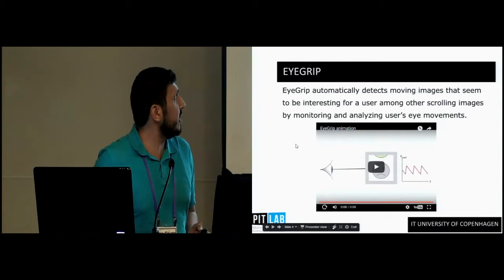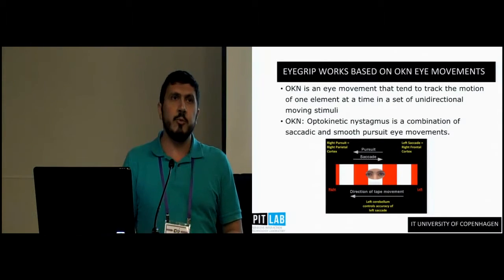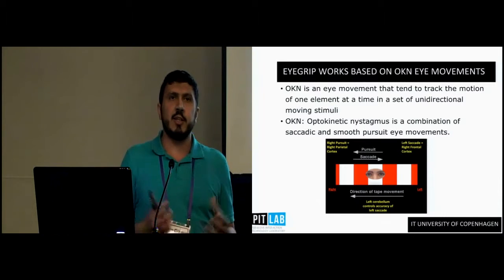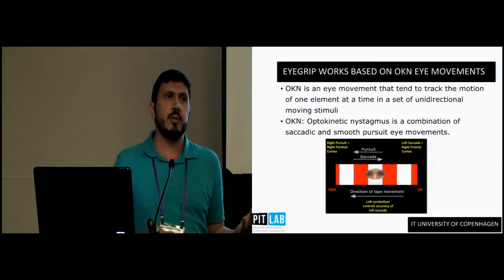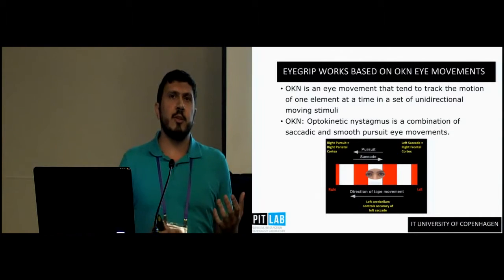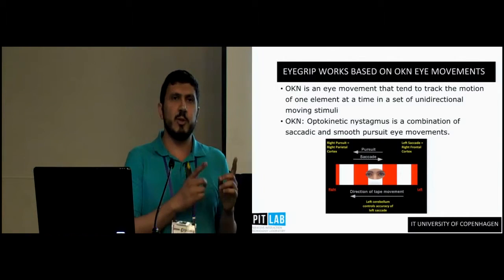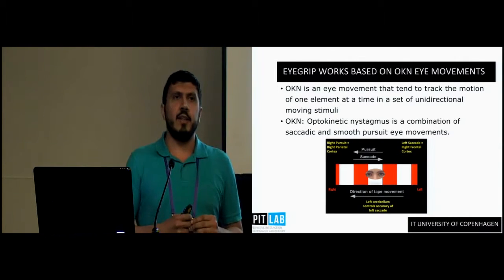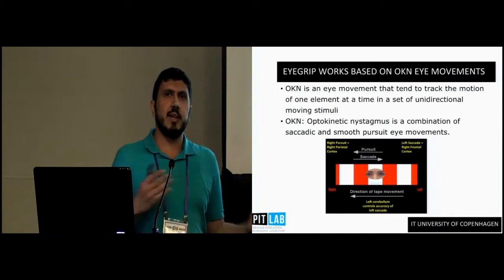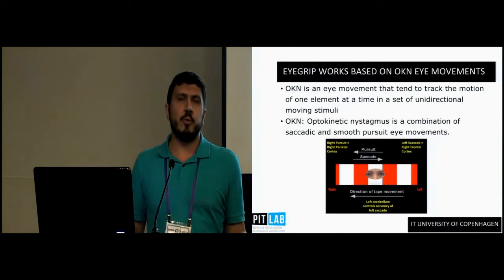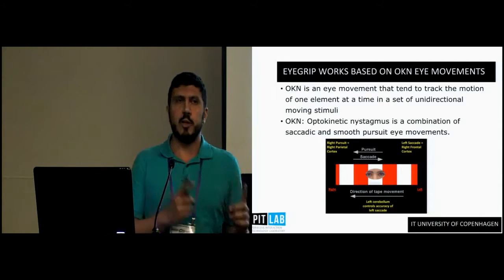So it relies on the Optokinetic Nystagmus eye movement. And this type of eye movement is actually a combination of two types of eye movements. The first one is the smooth pursuit, which is the type of eye movement that you perform when you are following an object that is moving smoothly. So you smoothly pursue it with your eyes. And the second part of this eye movement type is the saccade, which is the common eye movement that you perform when you're reading, for example, or scanning something with your eyes. So basically, it's a jump from one point to another.